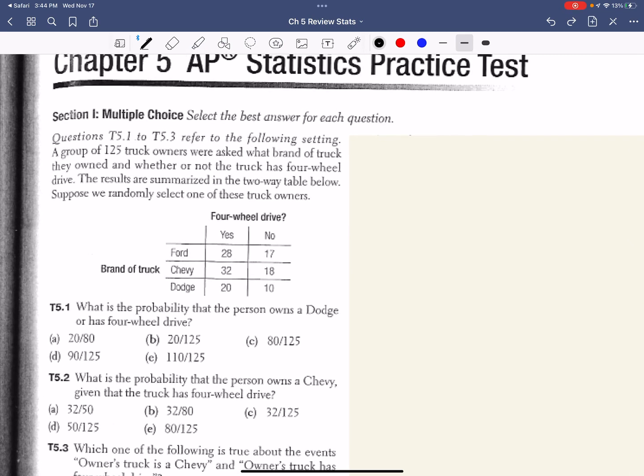So question 1 says, this question has to do with questions 1, 2, and 3, and we'll refer back to these same facts. A group of 125 truck owners. So let's see what that is. 32, 20, 17, 18, 10. So that's 45, 50. And so this is where they're getting their number, the grand total, right?